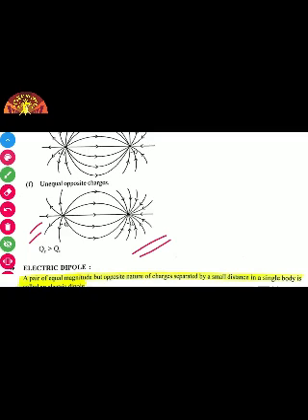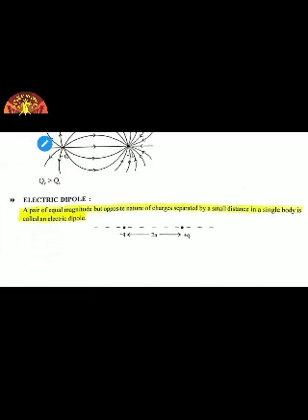So you can see as Q2 is greater than Q1, the number of field lines is also greater. If I say n is the number of field lines, then Q2's number of field lines is also greater than Q1's number of field lines. Okay, so this is a phenomenon. The more field lines, it represents a more powerful charge, or you can say a greater electric field over there. Okay, so the next concept is electric dipole.